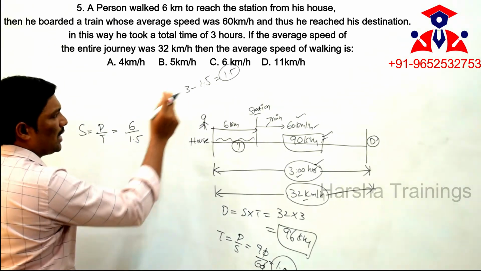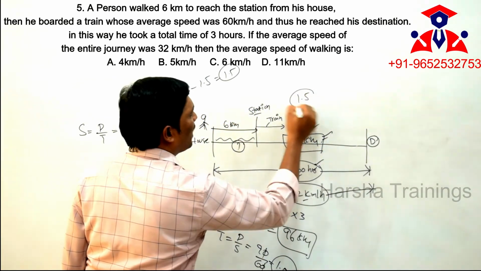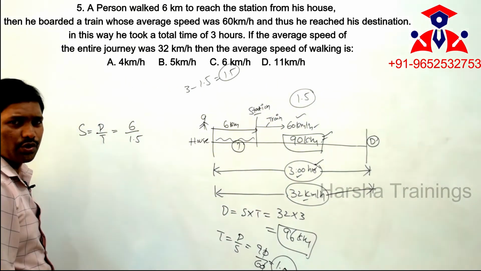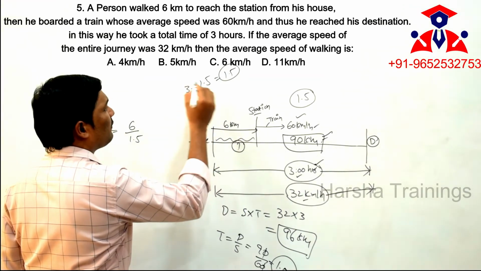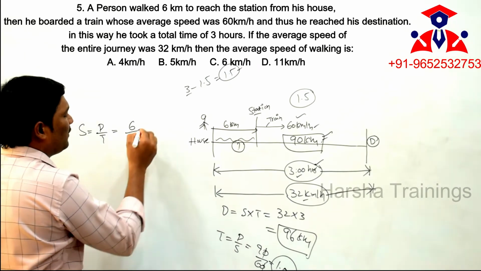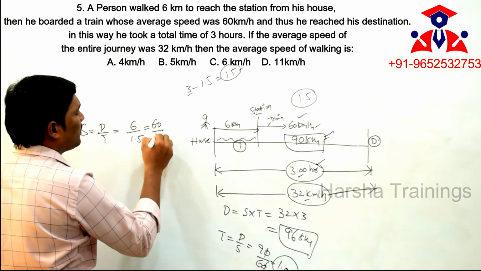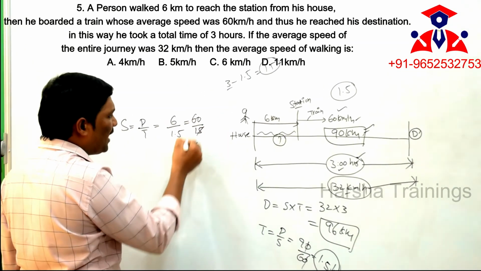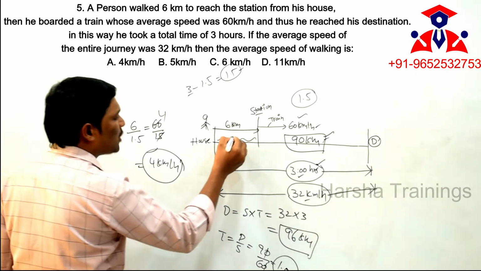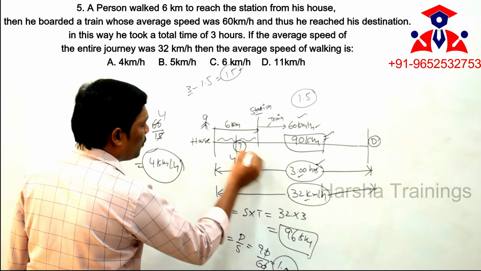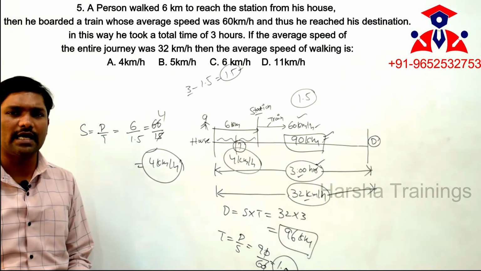Then substitute here, guys. Total time is given as 3 hours. A person moving from station to destination takes 1.5 hours, no issue. So total time is 3 hours, 3 minus 1.5 means the remaining is 1.5 hours. Okay, 6 by 1.5: multiply the numerator and denominator by 10, so 60 by 15. 15 fours are 60, then it is equal to 4 kilometers per hour. Walking speed is how much, guys? 4 kilometers per hour. Which option is the right answer? Option A is the right answer.